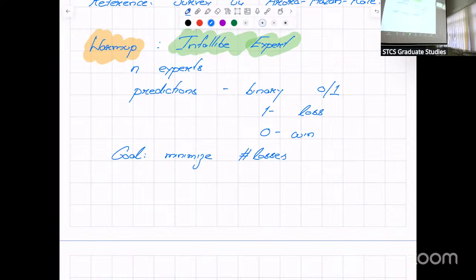So notice what happens here. Each time you make a mistake, more than half the experts are wrong, because you acted on the majority. So each time you make a mistake, you shrink the number of experts by half. Suppose the original number of experts was n. Once you have made log n mistakes, you have gone down to a single expert. So after log n steps, if you have made log n losses, after that you know you're going to be perfectly correct. Is the setup clear? So let's formalize this.